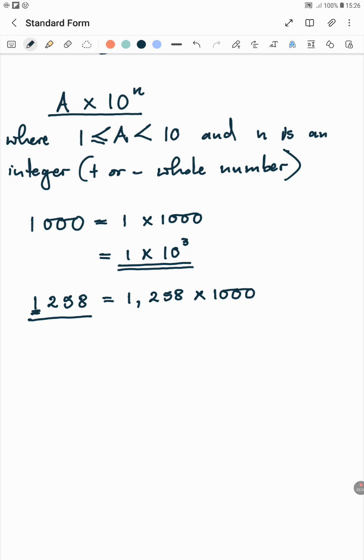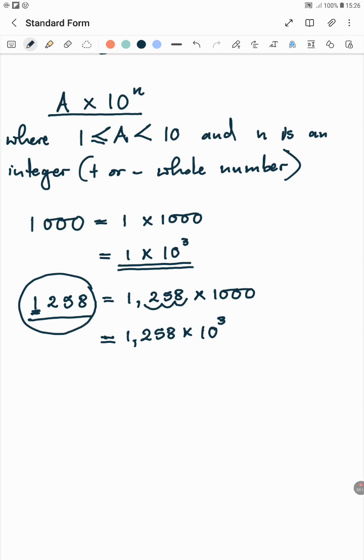Why? Because multiplication by 1000 moves this comma 3 times to the right, and then it goes back to its original value. So the place values are very important when you are expressing numbers in standard form. So the answer here is going to be 1,258 times 10 to the power 3.